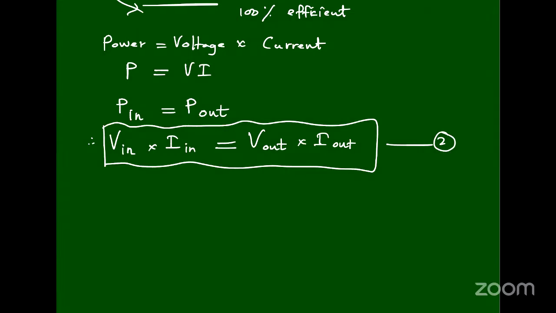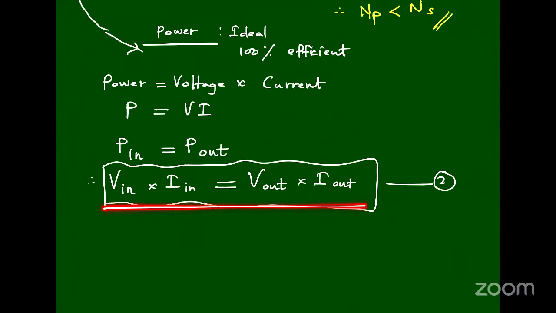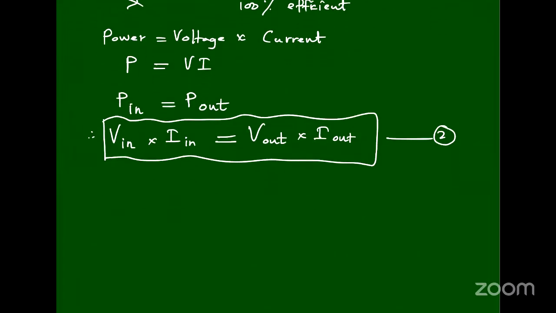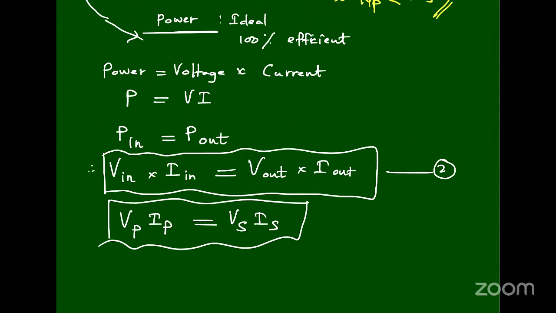So we have two different equations. This is the first one with the number of coils to get the value of the voltages. And the second one, if we are dealing with current values, then we can get this. Instead of writing V in and V out, we can write V primary into I primary will be equal to Vs into Is. Same equation in a different manner. Okay.